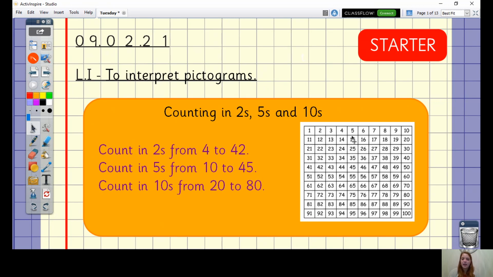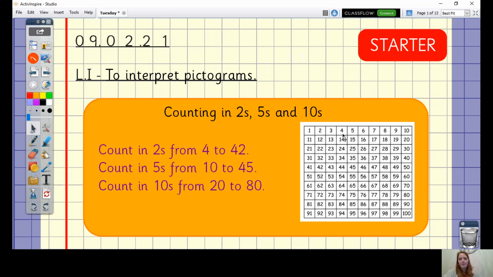Then I want you to count in 5s from 10 to 45. And then I want you to count in 10s from 20 to 80. Pause the video here and have a go at counting on your own, and then in a moment, we'll count together. Okay, so hopefully you've had a chance now to have a go at counting with all of those amounts. We're going to start off by counting in 2s from 4 to 42. Okay, with me after 3.